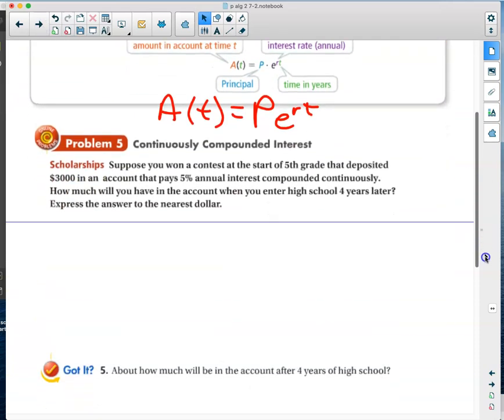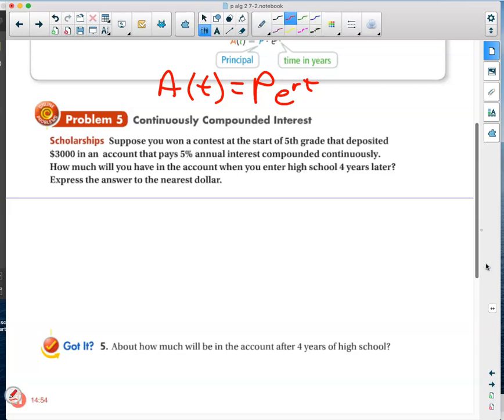All right, this one says continuously compounded interest. Scholarships. Suppose you won a contest at the start of the 5th grade that deposited $3,000 in an account that pays 5% annual interest, compounded continuously. How much will you have in the account when you enter high school 4 years later? Express your answer to the nearest dollar.